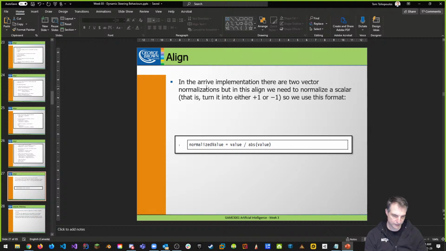Again, in arrive, there are 2 vector normalizations, but in align, we need to normalize a scalar. And it turns out that it's either +1 or -1. So we have a value between -1 and 1. A lot of times we have those ranges. And we talked about this in lab last week. We have a range that goes from 0 to 1, a normalized range. And we have a range that goes from -1 to 1. A -1 to 1 is a very common range. Even when it comes to controls, I want to control my input, and I'm going from -1 to 1, where -1 is to the left and 1 is to the right, as an example.